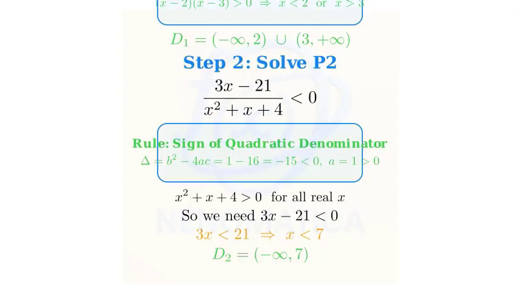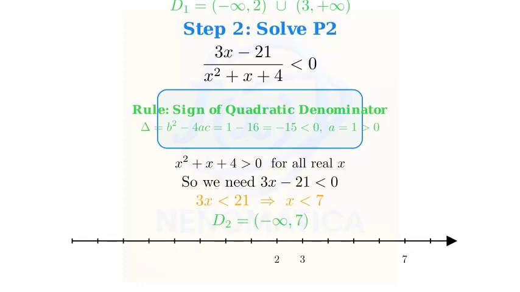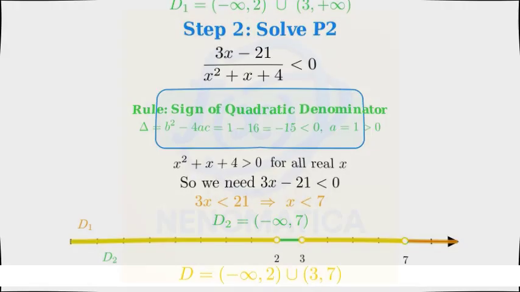Step 3. Intersect the two sets. We will sketch both D1 and D2 on a number line. Shade D1 from negative infinity to 2 and from 3 to the right without bound, with open endpoints at 2 and 3. Shade D2, all real numbers less than 7, with an open endpoint at 7. The intersection keeps only the parts that overlap: from negative infinity to 2 and from 3 to 7. So the final solution to the system is D equals negative infinity to 2 union 3 to 7.